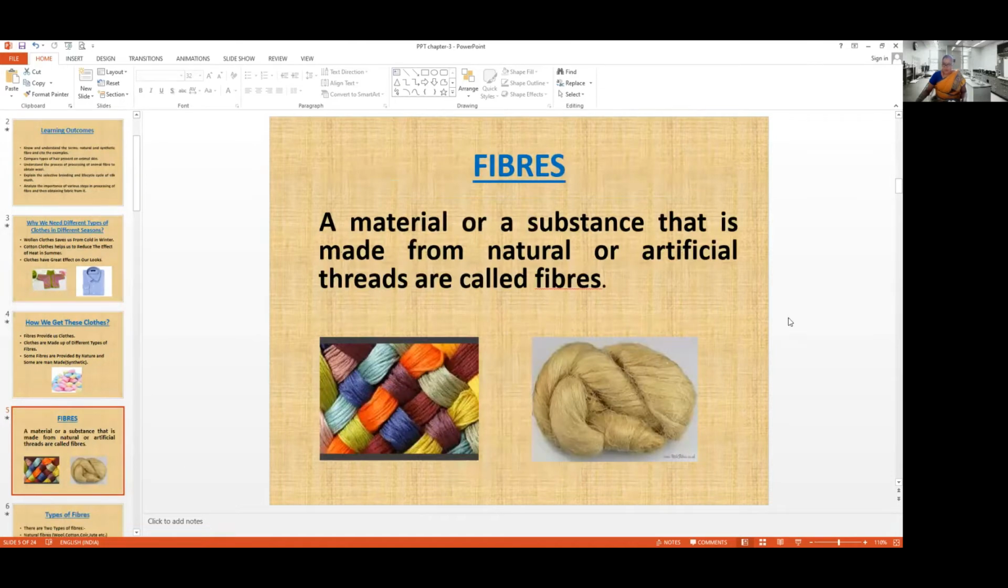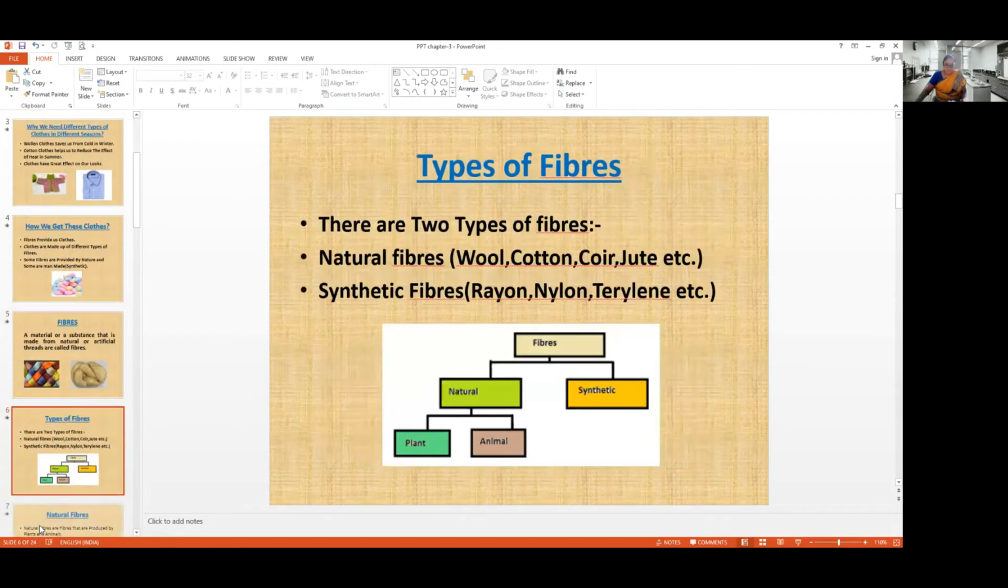What do you mean by fiber? As I have already shown you in the video during class, what fiber, fabric and yarn are, I have shown you everything. A material or substance that is made from natural or artificial thread is called fiber. What are the types of fibers? There are two types of fibers: natural fibers, wool, cotton, coir, jute; and synthetic fibers, rayon, nylon, terylene.